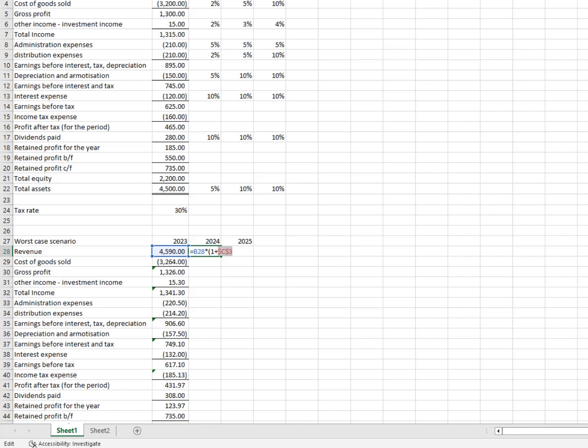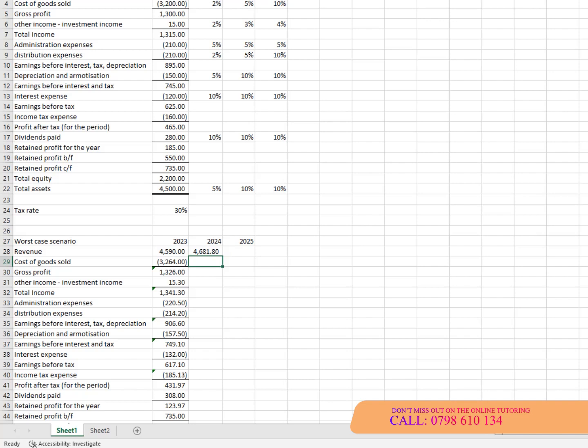Now when you click F4, you can see that the formula changes and you have the dollar signs before each of the letters. What this implies is that this is an absolute reference, such that when we copy it to the next cell, this particular figure will remain constant. So once we type that, we close the brackets and then we hit enter. So we can see the revenue for 2024 was 4,681.8.